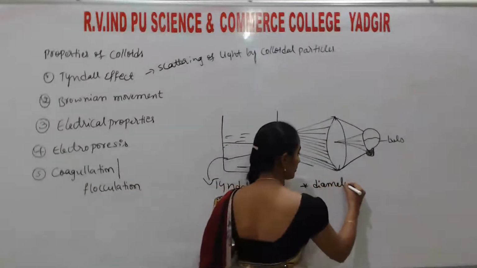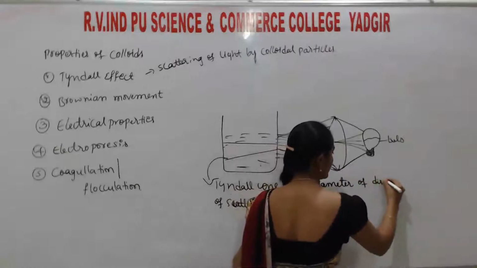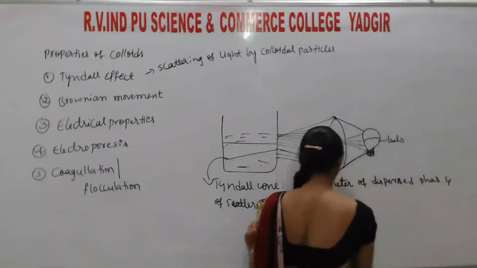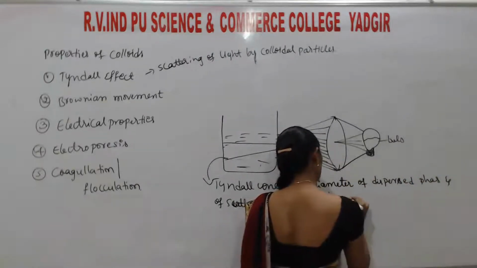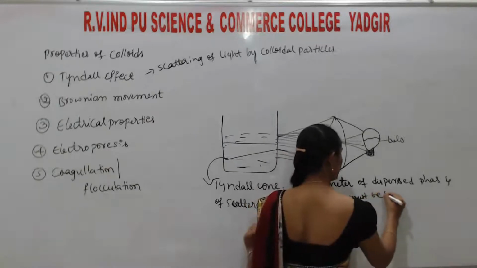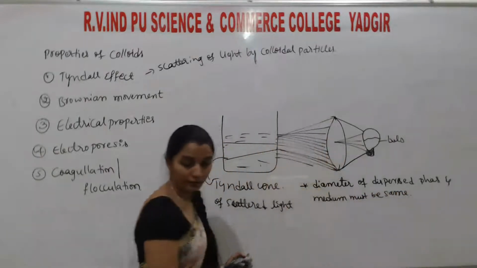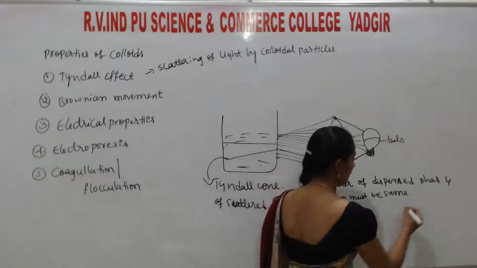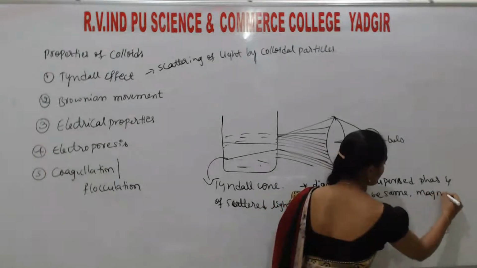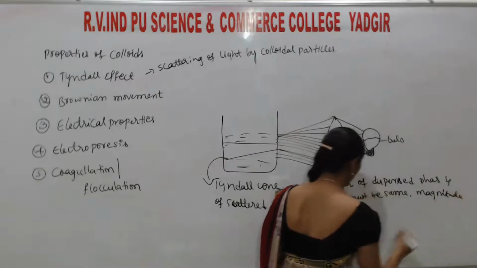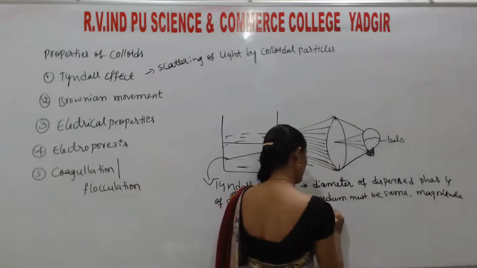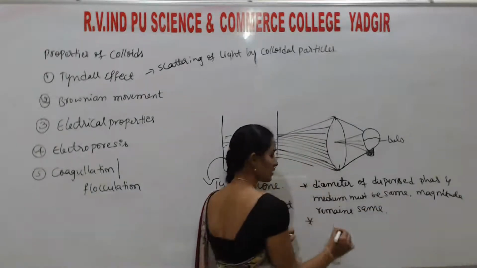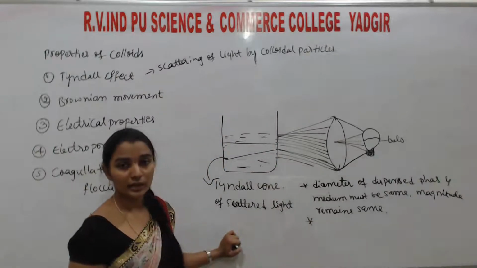Diameter of dispersive phase and medium must be same. Diameter of dispersive phase and dispersive medium must be same, or magnitude remains same or almost same, not exactly same, almost same. Then only they will show scattering of light.